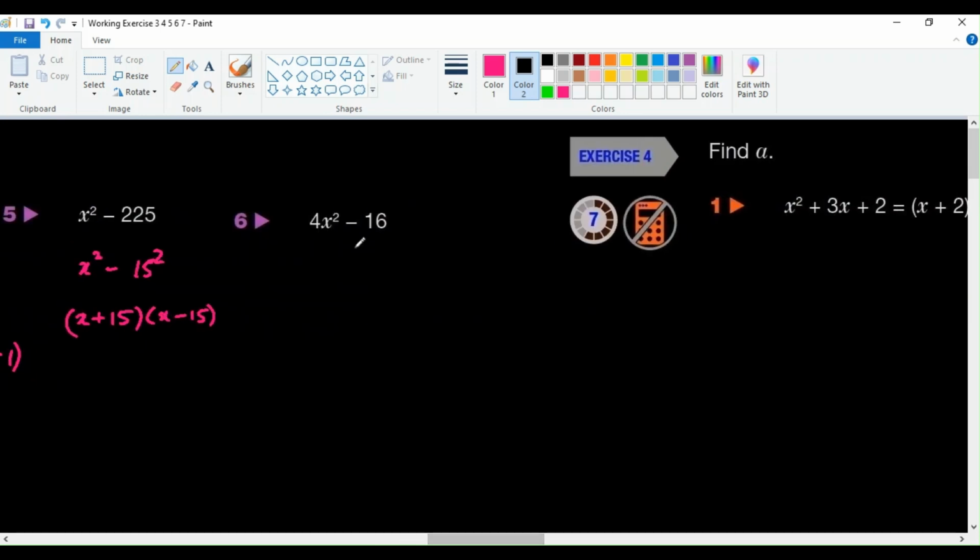Now when it comes to a question like this, 4x square is the square of 2x, so 2x square minus 4 square. So you can write it this way. So you will write 2x plus 4 in one bracket and 2x minus 4 in another bracket. So always consider this term as a.